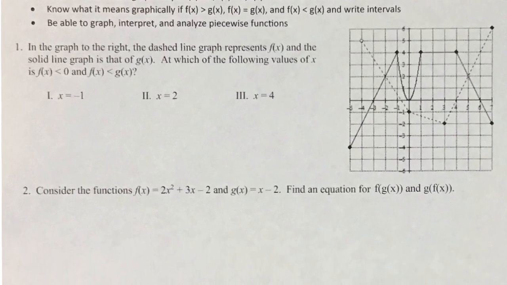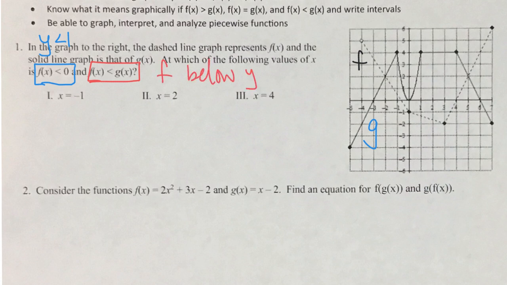Okay, so here we have the graph. The dashed line is F, so there's the graph of F, and the solid line is G. So which of these x values have a y value less than 0? Right, so we're looking for a y less than 0, and at the same time we're looking for the f graph to be below the g graph. When is f of x less than or equal to g of x? Okay, so let's see where that happens.